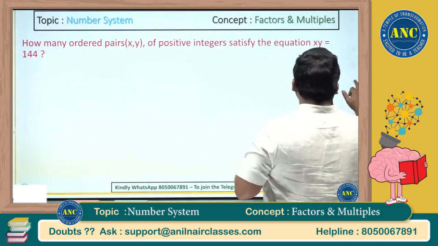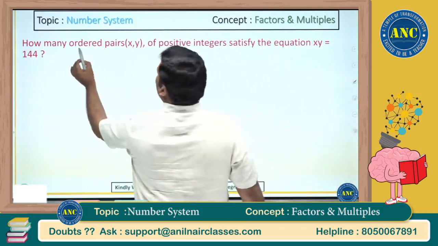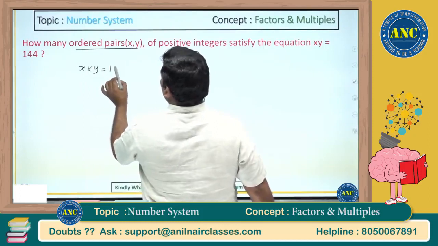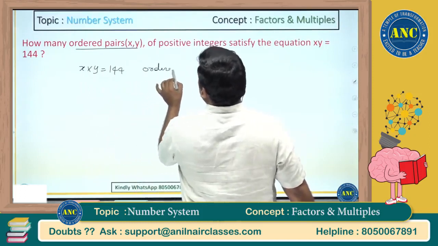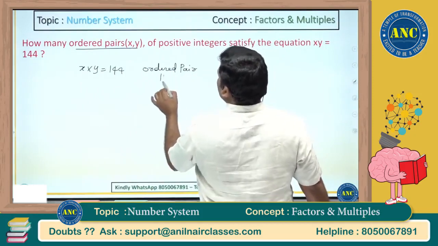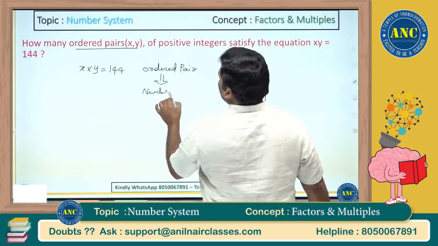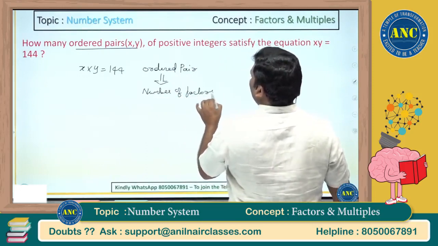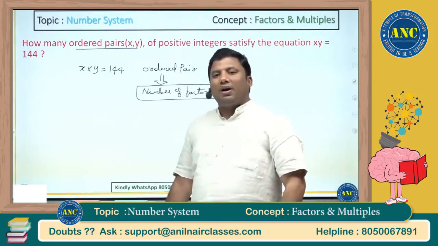Now see the next one. How many ordered pairs? In an ordered pair, we have already seen X into Y equivalent to 144. In an ordered pair, it does not matter whether the number is a perfect square or not. The answer is always equivalent to the total number of factors.